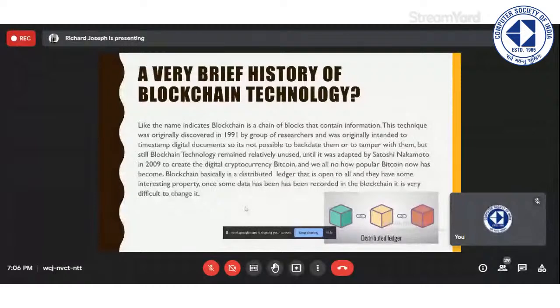Oh, okay. It really made blockchain very visible to the mainstream. It brought people in and people started learning about it. And blockchain basically is a distributed ledger that is open to all, and it has some interesting properties.